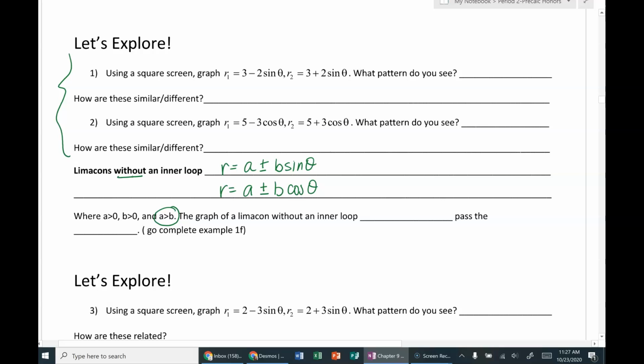Okay, the graph of a limacon without an inner loop does not pass the pole. So when you're graphing it out on your calculator or on Desmos and you're starting to sketch it out on your paper, do not go through the center. So now let's go to 1F.